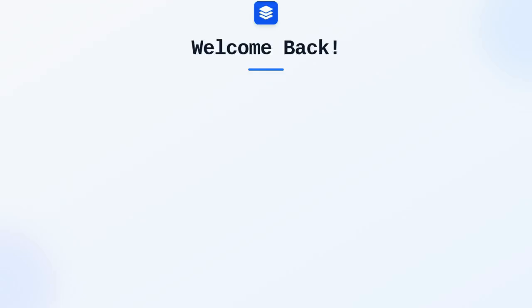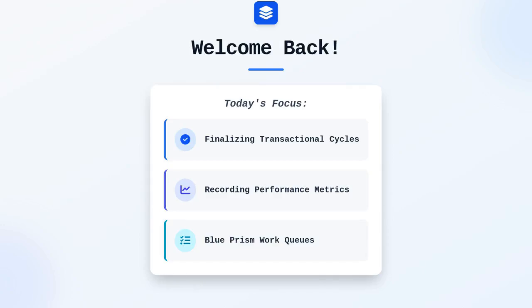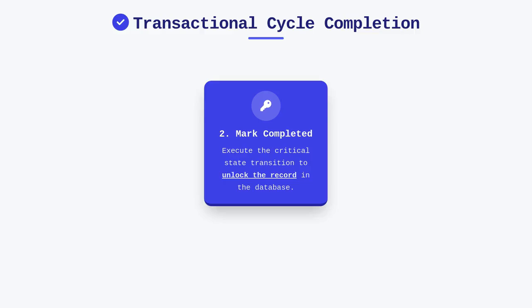Welcome back. Let us discuss how to properly finalize transactional cycles and record performance metrics within Blue Prism work queues. When we reach the conclusion of a transactional processing cycle, the most critical step is managing the state transition of the queue item using the mark completed action. This action does more than simply toggle a status flag. It effectively unlocks the record within the Blue Prism database, allowing other processes or human operators to see that the specific unit of work has been finalized.